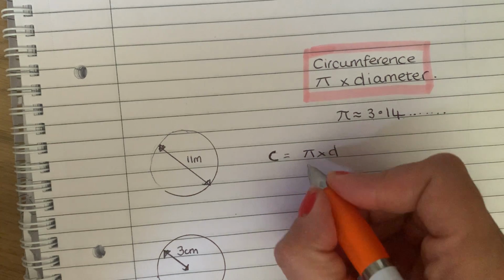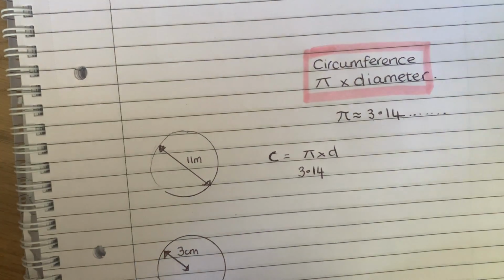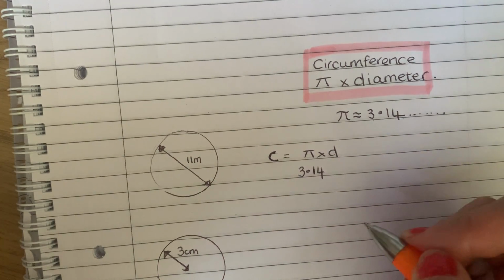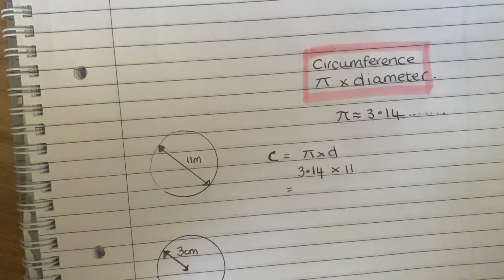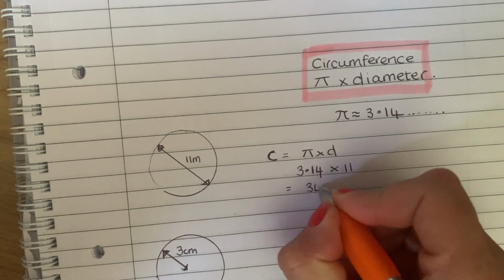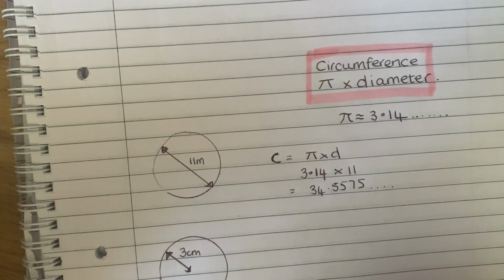So I said to you, just in case some of you haven't got scientific calculators, instead of pi, we'll write 3.14, and here the diameter is 11. So we'll do pi times 11. Okay, and we get 34.5575, and that goes on a bit longer.